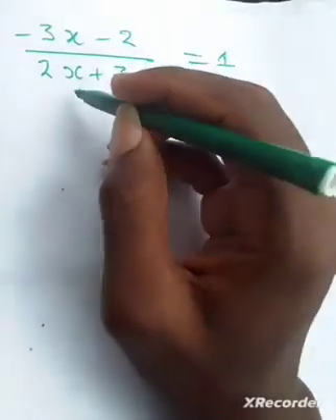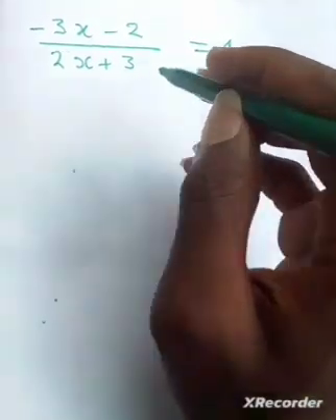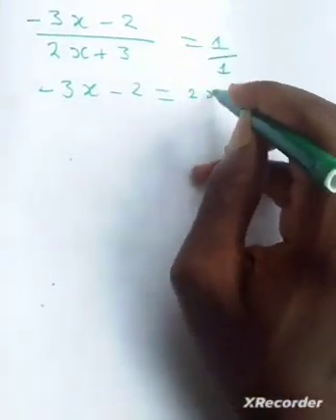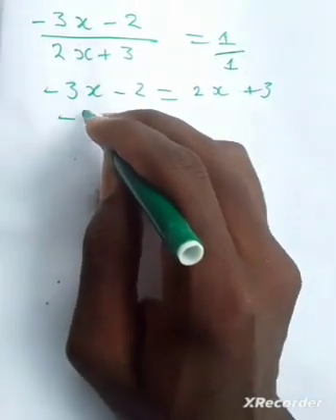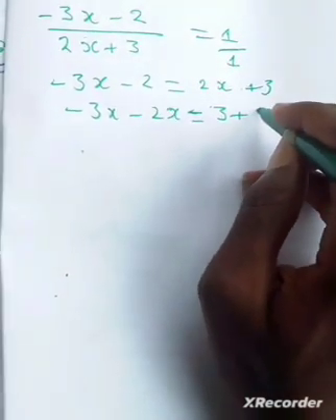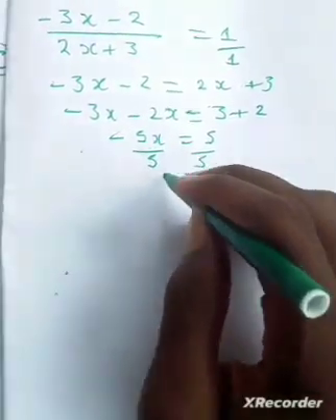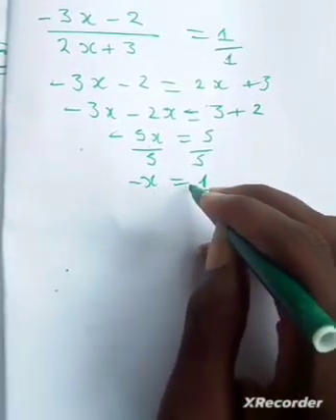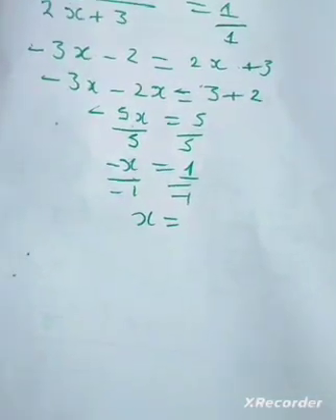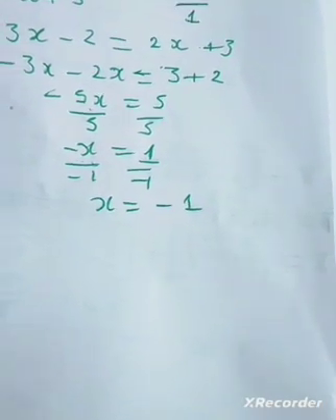Alright, so we're going to cross multiply. Negative 3x minus 2 equal to 2x plus 3. Negative 3x minus 2x is equal to 3 plus 2. Negative 5x is equal to 5, over 5 over 5. X is equal to, and it is negative here, don't forget. So x is negative 1. Let's go to D.